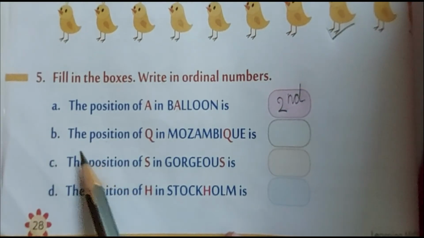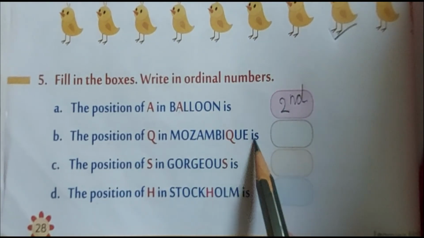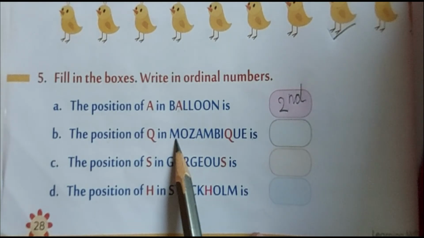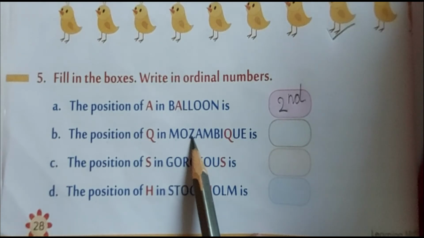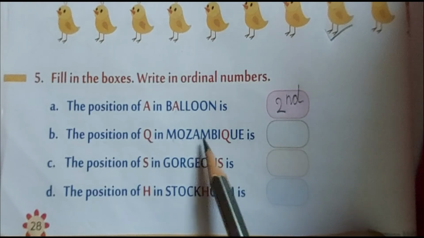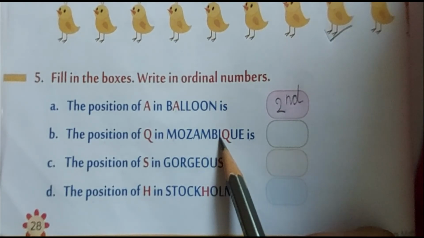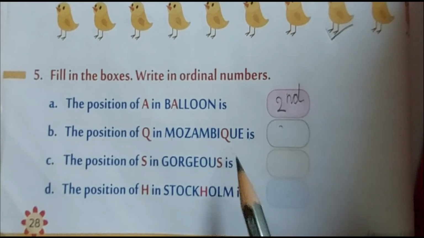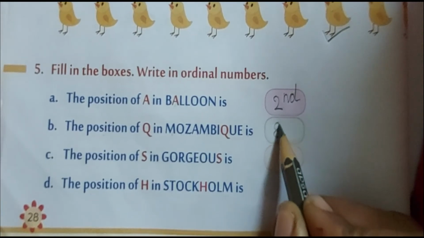See the next one. The position of Q in Mozambique is. Let us see. M is in first position. O is second position. Z is in third position. A is fourth. M is fifth. B is sixth. I is seventh. Q is eighth. Here Q is in eighth position.